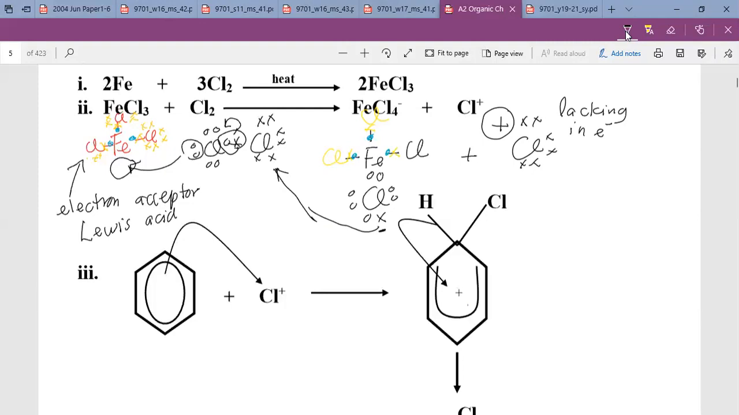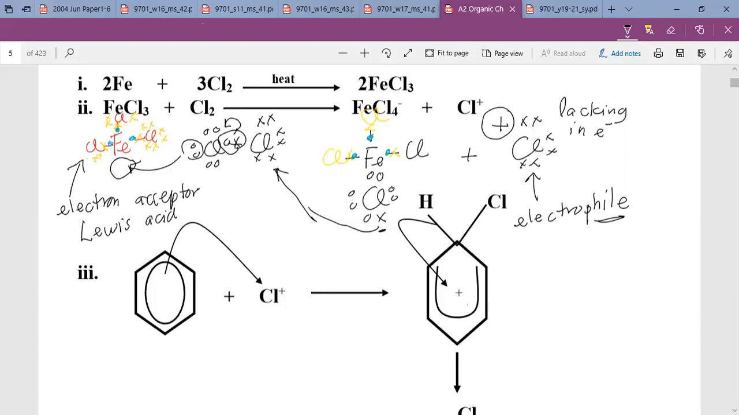It becomes deficient in electrons, so it will look for electrons. And where to find electrons? The benzene ring. But remember, the electrons in the benzene ring are stabilized, so they won't react easily. So you need a very strong electrophile. Electro means electron, phile means love. So it's called an electrophile.